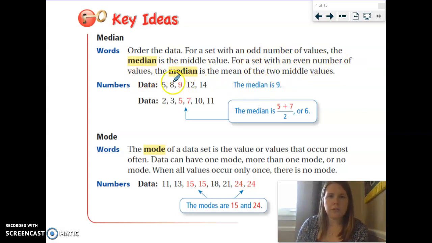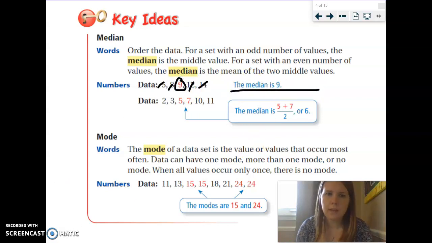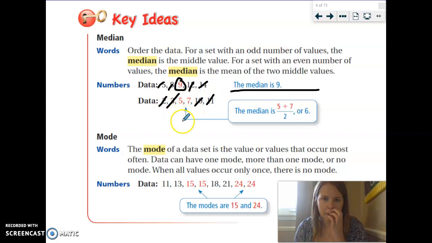So basically, take your set of data, order it from smallest to biggest, and then as you go through, you cross off. I crossed off on one side, and you're going to find your way to the middle. In this case, it's an odd number, so I'm just left with my answer being 9. And that's my median. In the case of this one, though, when it's even, I cross one off on the left, one on the right, and I'm left with two numbers.